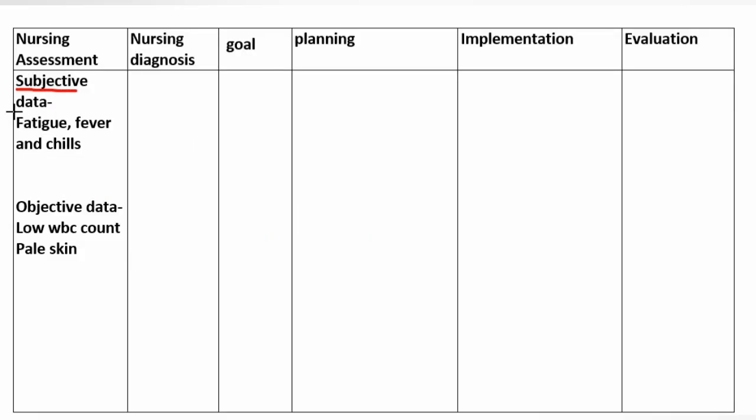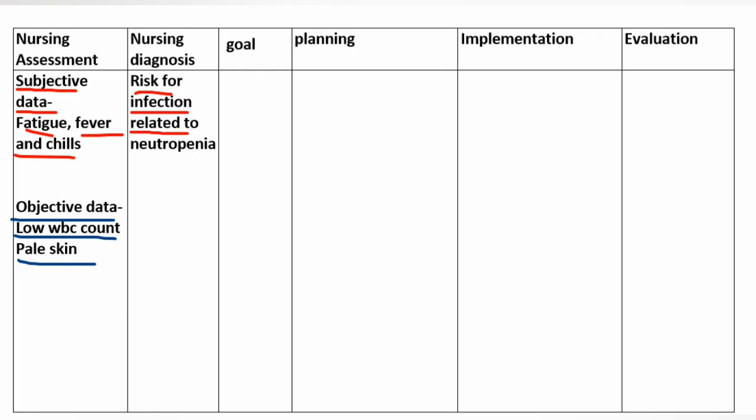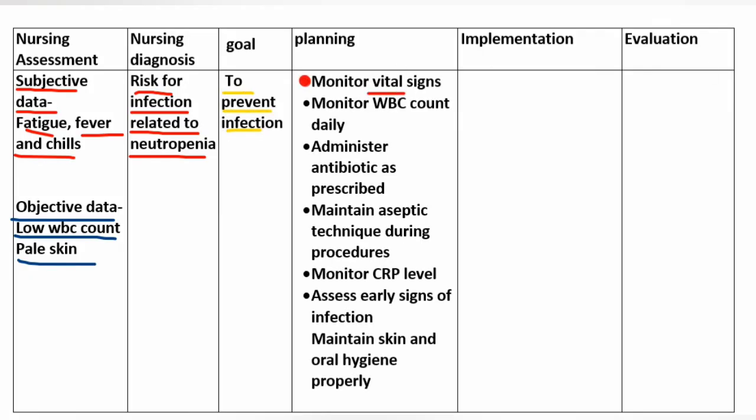Nursing assessment. Subjective data: fatigue, fever and chills. Objective data: low WBC count and pale skin. Nursing diagnosis: risk for infection related to neutropenia. Goal: to prevent infection. Planning: monitor vital signs, monitor WBC count daily, administer antibiotics as prescribed, maintain aseptic techniques during procedures, monitor CRP level, assess the early signs of infection, maintain skin and oral hygiene properly.